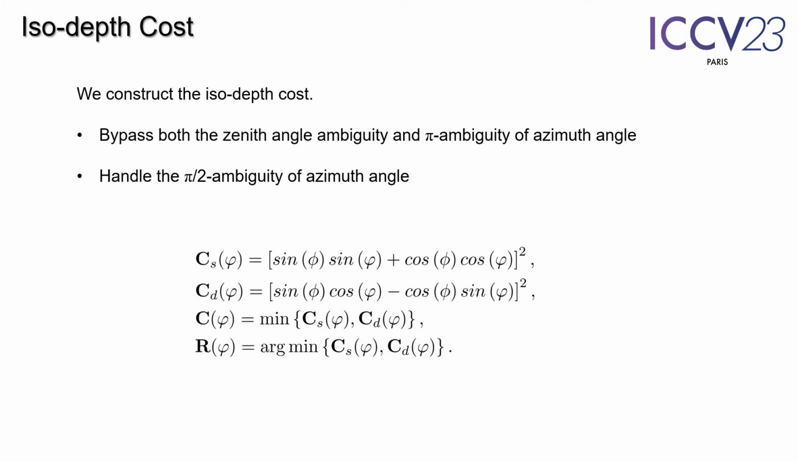In order to handle the inherent ambiguities of polarization information, we adopt the ISO depth constraints instead of direct surface normal constraint in the network to bypass both the zenith angle ambiguity and pi ambiguity of azimuth angle, and construct a unified ISO depth cost with different reflection to handle the half of pi ambiguity of azimuth angle.